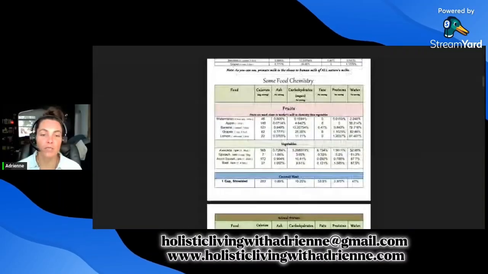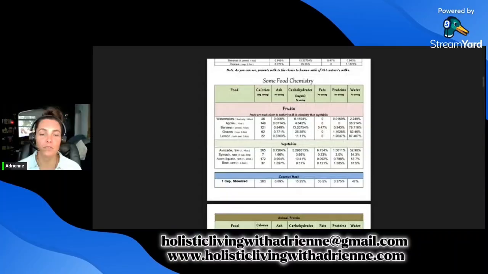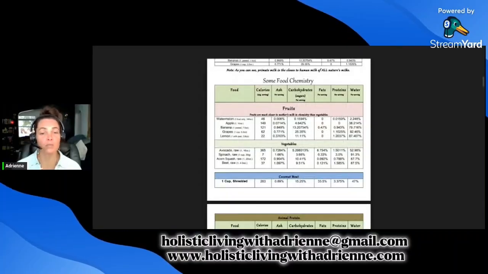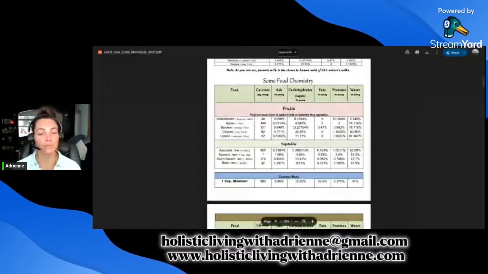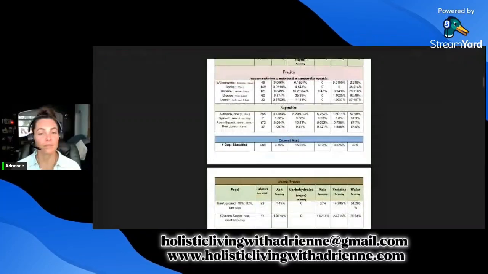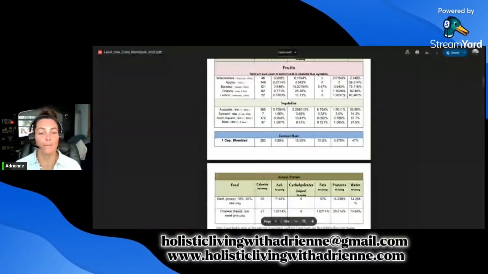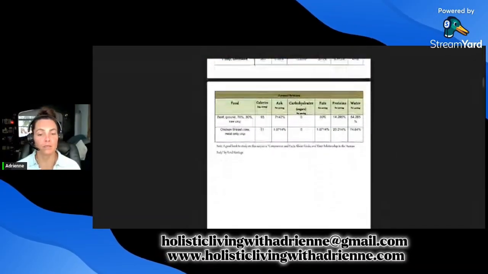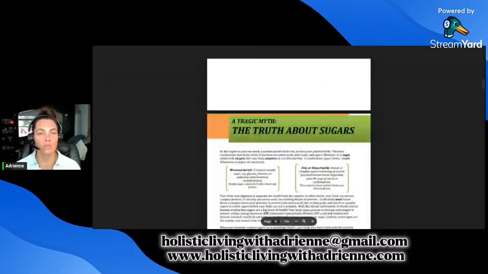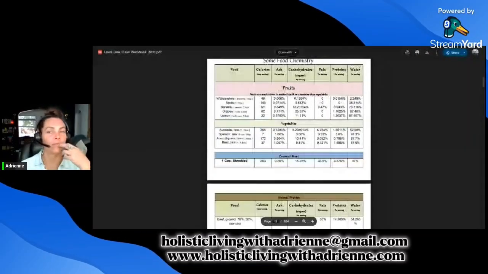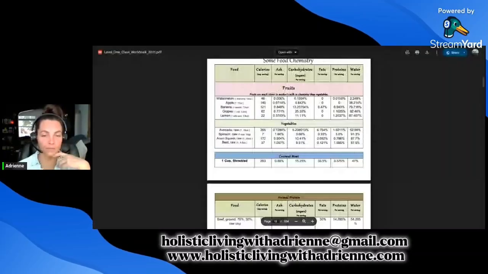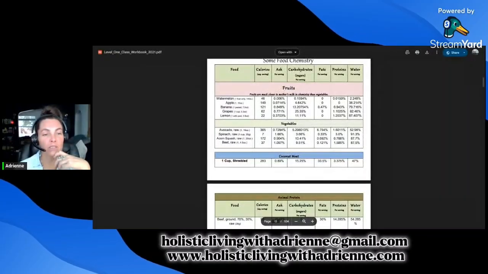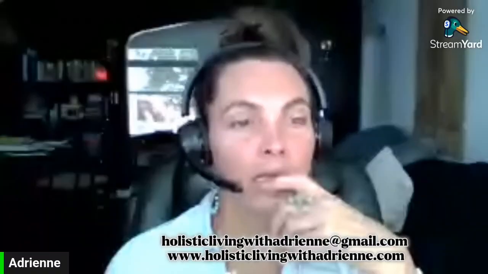Some food chemistry here. Let's see. Do we want to look at this? Fruits are much closer to mother's milk in chemistry than vegetables. Oh, I see here. Coconut meat, animal protein. All right, so I think that was all I wanted to look at here. Hold on, I don't want to leave you guys with that page. Let's see.